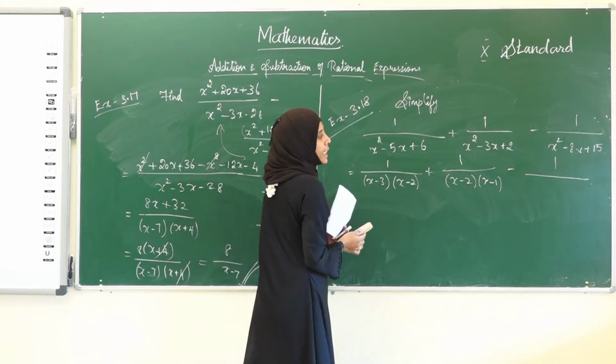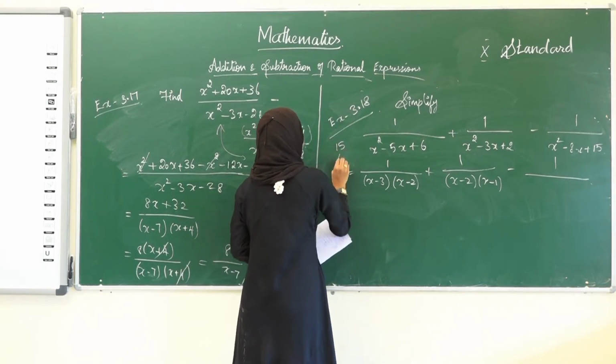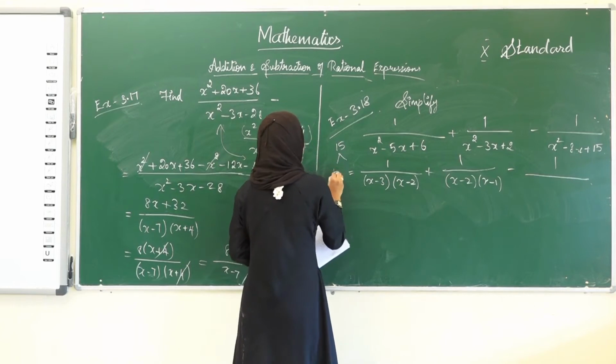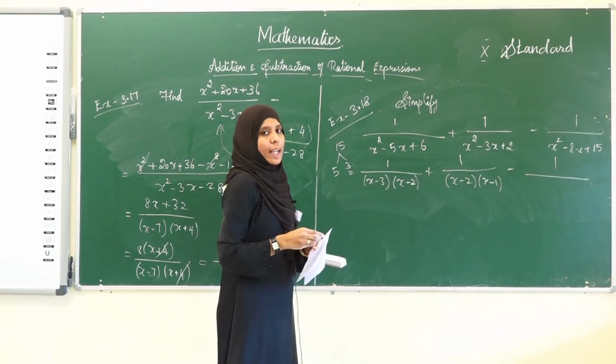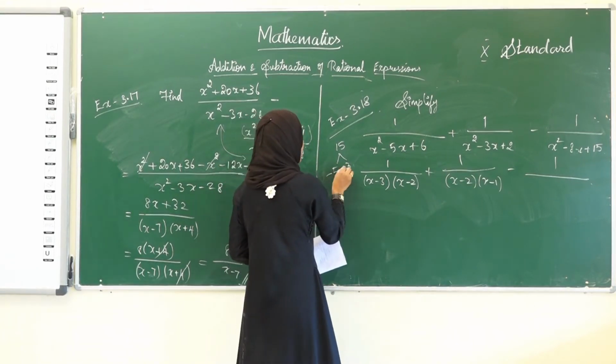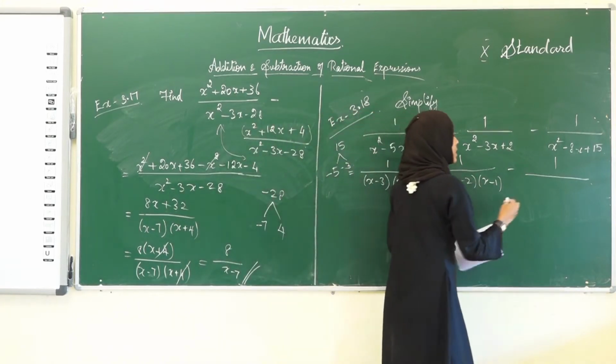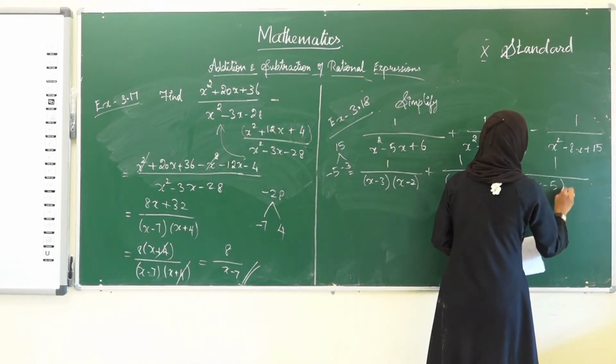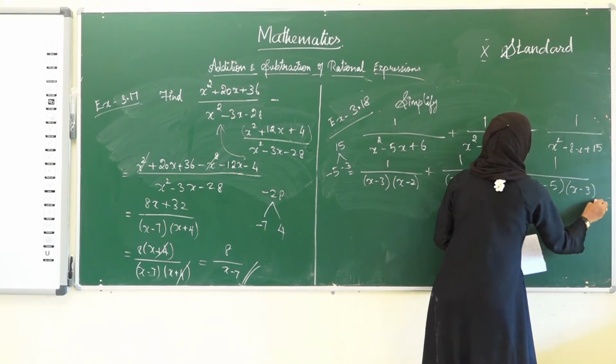Minus 1 divided by, we are going to factorize that term, that is x square minus 8x plus 15. We factorize this. 5 into 3 is 15. We should get minus 8 while adding these both. Therefore, minus on both sides. Therefore, when factorizing, we get x minus 5 into x minus 3.